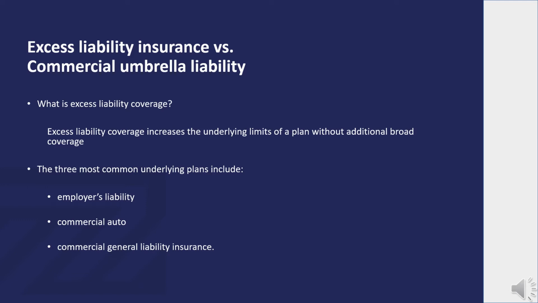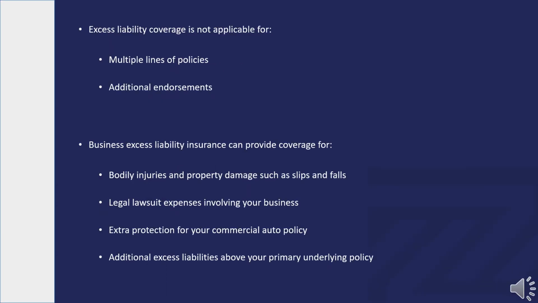Excess liability coverage increases the underlying limits of a plan without additional broad coverage. In most cases, excess liability coverage restricts more than the existing underlying limits. This coverage only covers underlying policies that are scheduled with the carrier. The three most common underlying plans include employer's liability, commercial auto, and commercial general liability insurance. Excess liability coverage is not applicable for multiple lines of policies and additional endorsements.